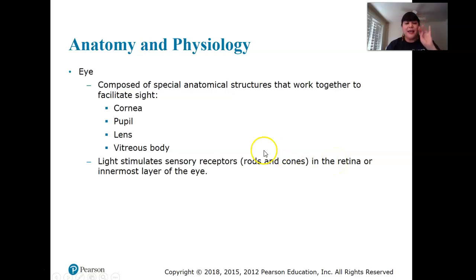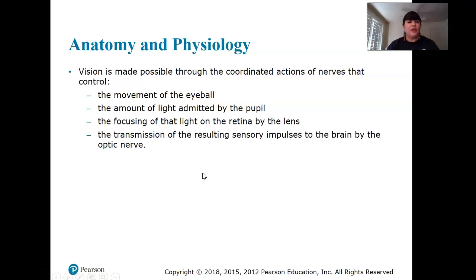That's in the back of the eye, the innermost layer of the eye. Okay, so vision. How is vision possible? So you have to be able to move your eye. How much light gets in? Where does it focus? Where does it focus in the back?